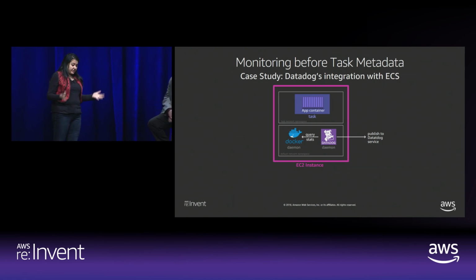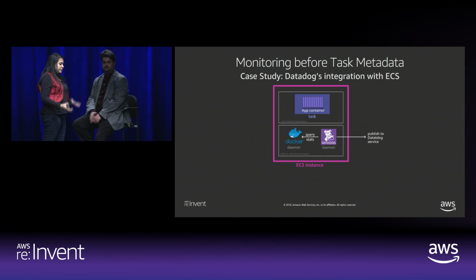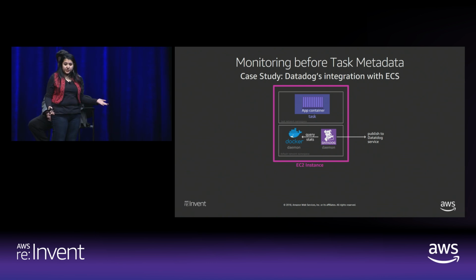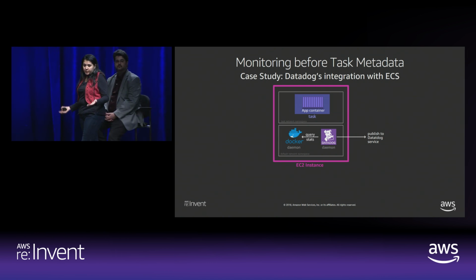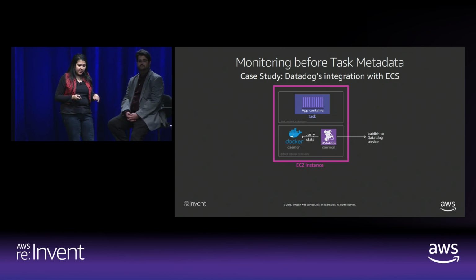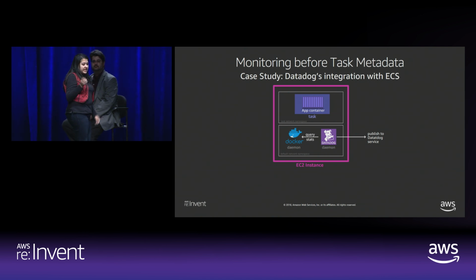And we looked at this and said, this is a great feature. You know, EC2 mode tasks have this feature. Why shouldn't Fargate tasks have this feature? We want to enable this feature for Fargate. But we couldn't take this solution as is to the Fargate world.